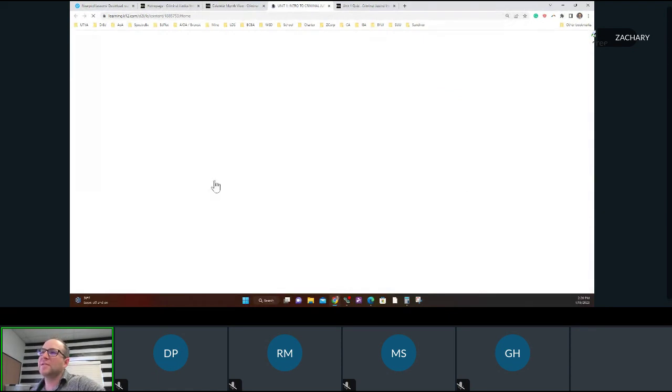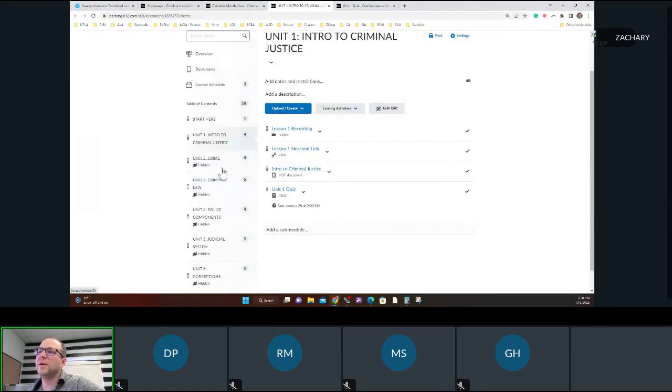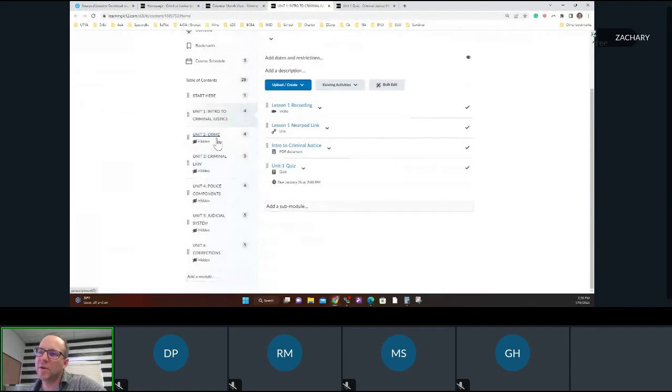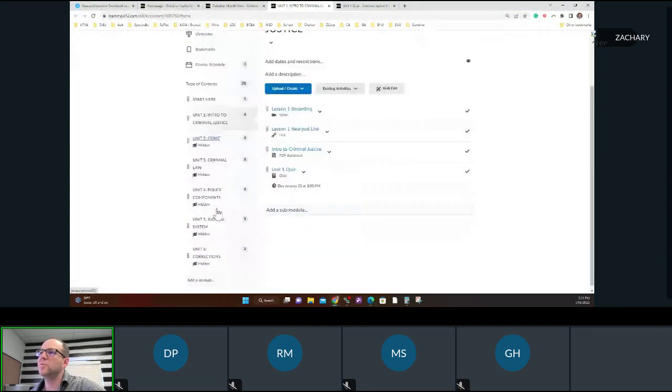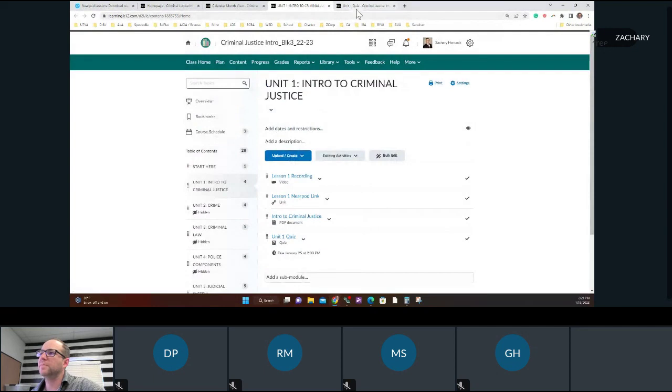If we go into the units, I've broken it down like this: one is Introduction to Criminal Justice. Then we're going to talk about crime. We're going to talk about criminal law. Then we're going to talk about police components, then the judicial system, and then corrections. And then that will lead us into our next class for next block. So those will be the 6 units that we will be reviewing here.